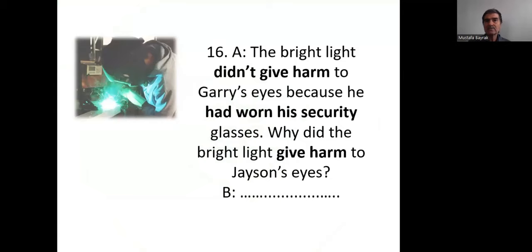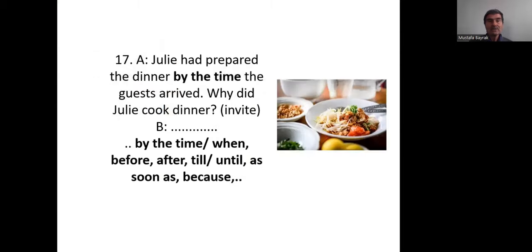Dialogue 16A. The bright light didn't give harm to Gary's eyes. Why? The bright light didn't give harm to Gary's eyes because he had worn his security glasses. Why did the bright light give harm to Jason's eyes? Because Jason hadn't worn security glasses. 17A. Julie had prepared the dinner by the time the guests arrived. Why did Julie cook dinner?